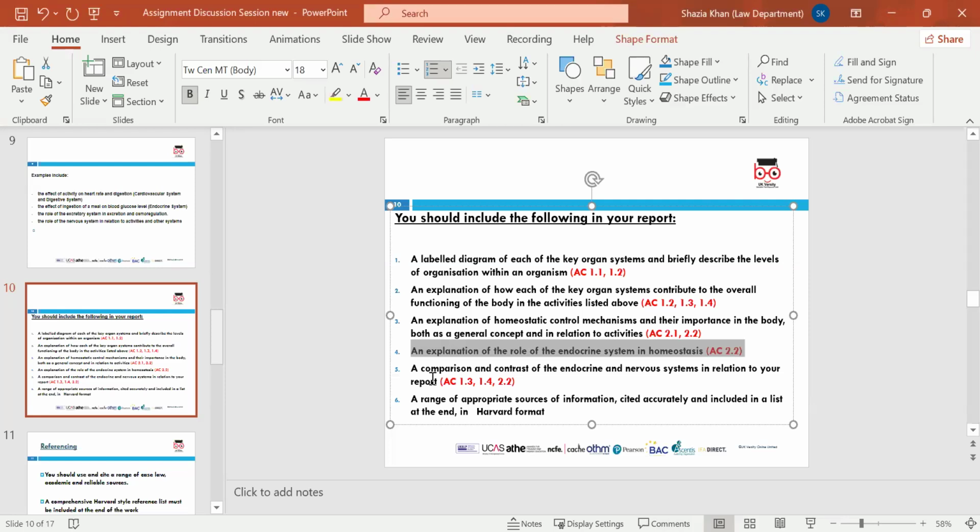So for the next one, number 4, a comparison and contrast of the endocrine system and the nervous system in relation to the report. So what would you do there? What would you look at? You'd look at learning outcome 1, AC 1.3, 1.4, and 2.2. What would you be doing when you're looking at a comparison and contrasting? What does that mean?